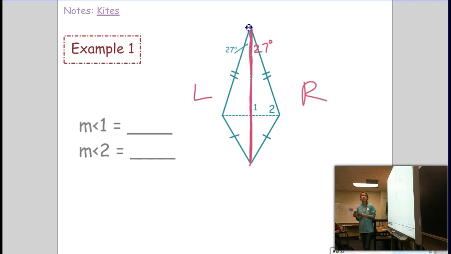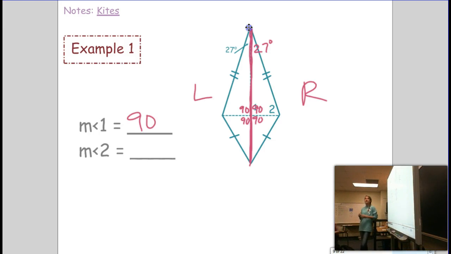Elijah, what's the measure of angle 1? It's one of the properties of a kite. The diagonals are perpendicular, which means the angles are 90 degrees. So what's the measure of angle 1, Elijah? 90. So these are 90, 90, 90, 90. Okay.